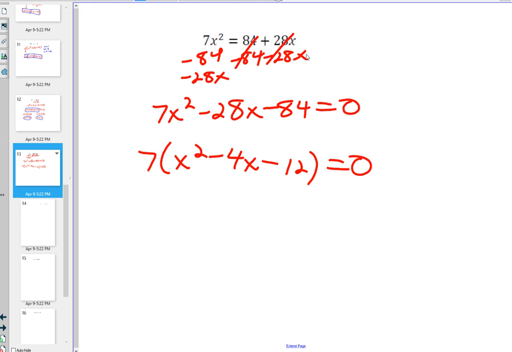Let's try this again. Can anybody think of two numbers that multiply to give you negative 12? Because since A is 1, I don't have to worry about that. Two numbers that multiply to give you negative 12 and add up to negative 4.